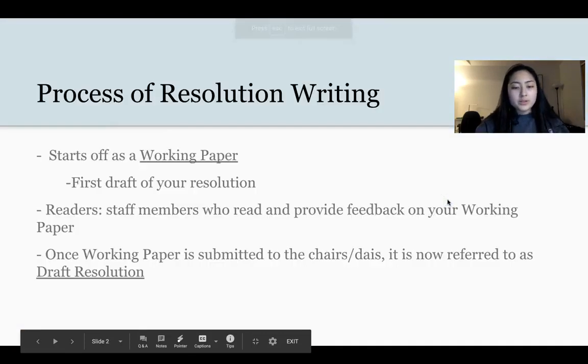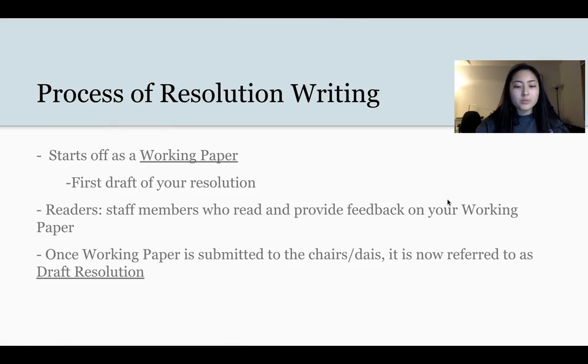The way a resolution is formed is it starts out as what we refer to as a working paper. A working paper is essentially the first draft of your resolution. It's not perfect and it will definitely need work, but you have laid out the overall foundation of what will be included in your resolution. At some point during the committee, there will be readers who will look over your working paper and give feedback on what to fix, what you need to expand, etc.